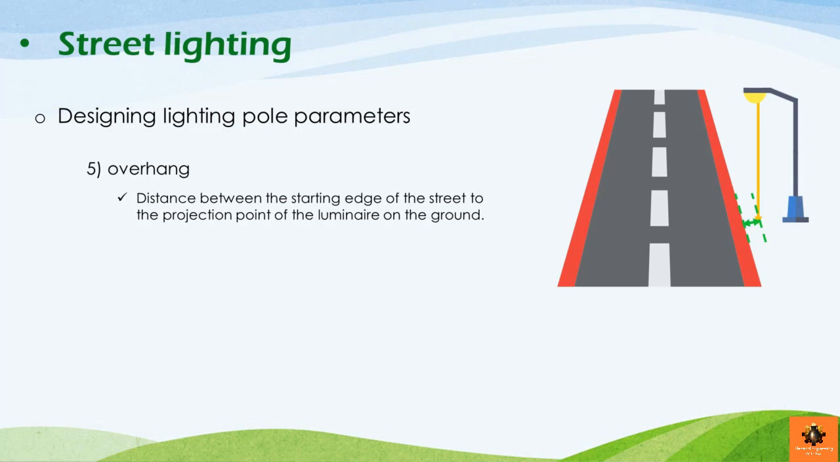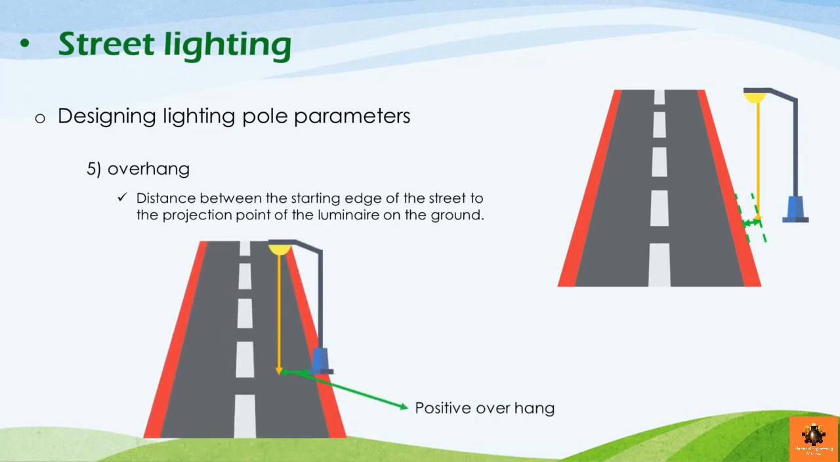But this overhang distance has 2 cases. The first one is a positive overhang, and this is the case where this distance lies on the street itself, as the luminaire projection point lies outside the street width.